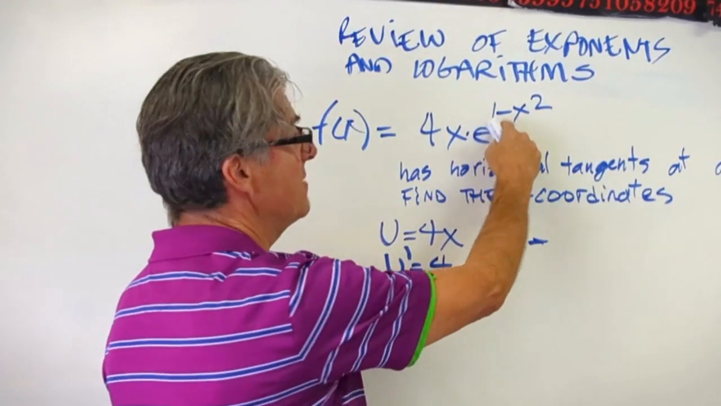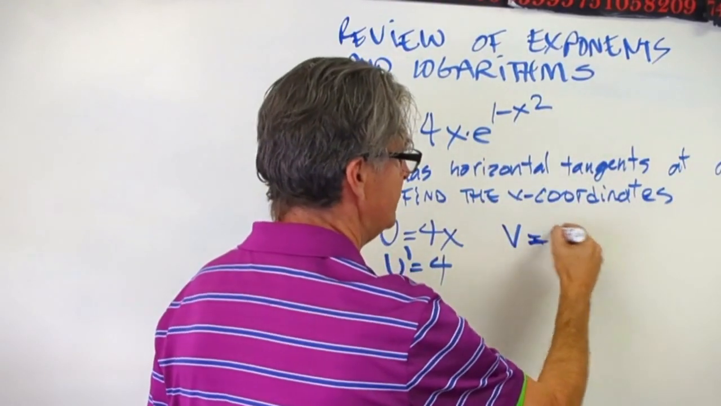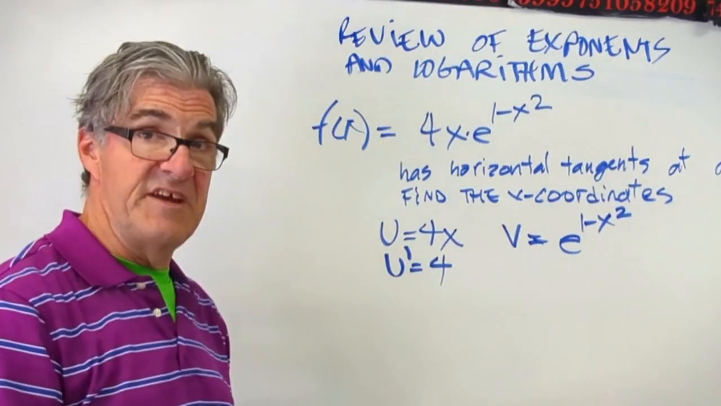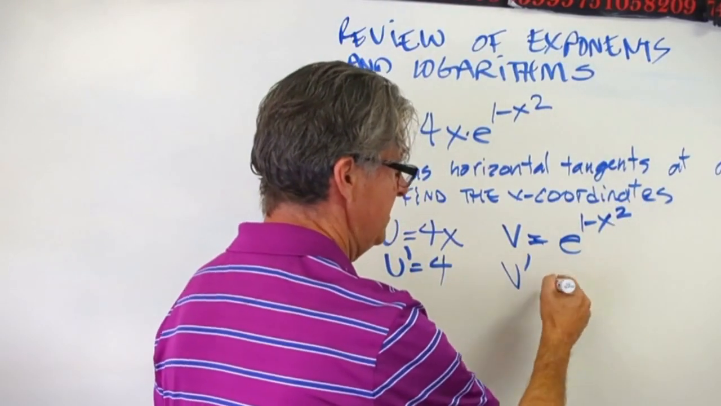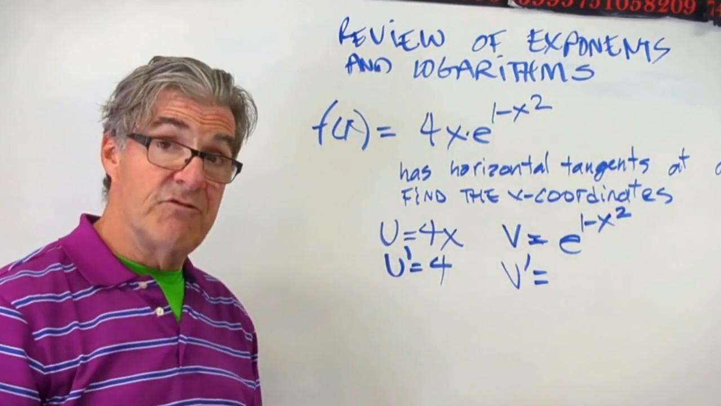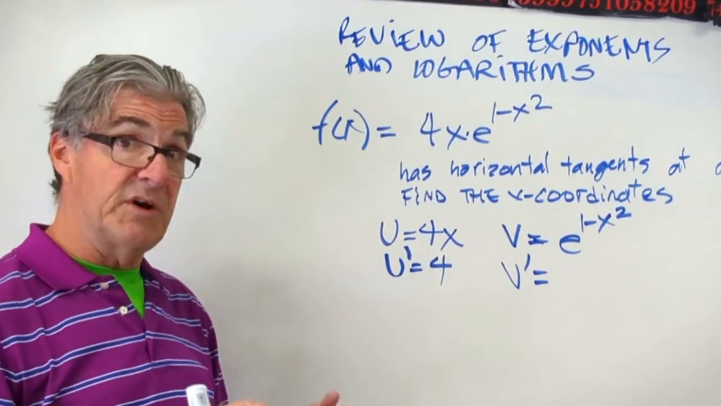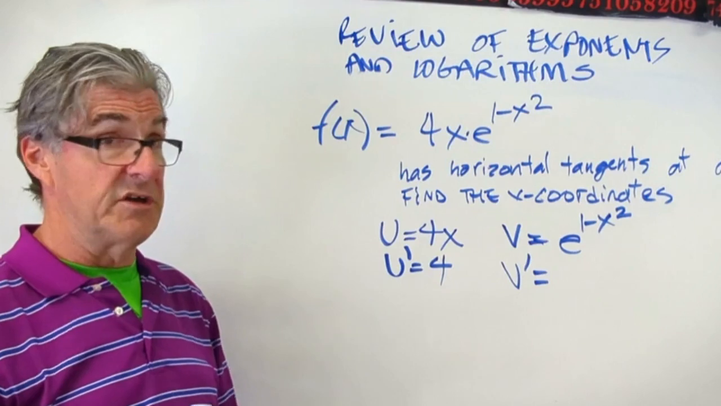That's the e to the 1 minus x squared. So that's e to the 1 minus x squared. So there's our v, and now the v prime is going to be, now chain rule with an exponential function. Here's how I do it. It's a little cookbooky, but it's straightforward, and I think you can remember that.